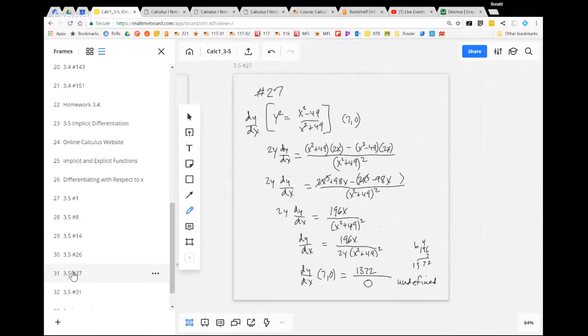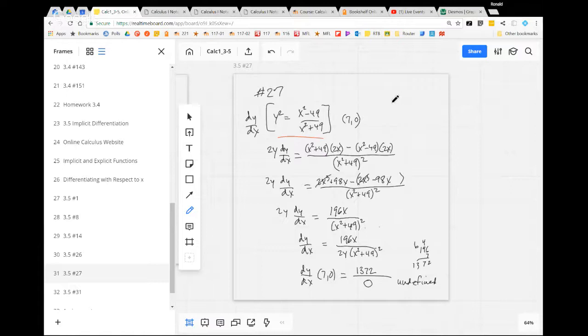Let's take a look at number 27. y squared equals x squared minus 49 over x squared plus 49. And I want you to check out that one at the point (7, 0). All right.